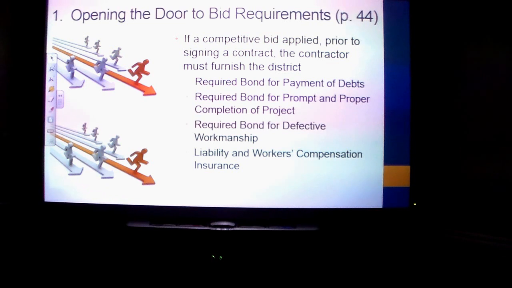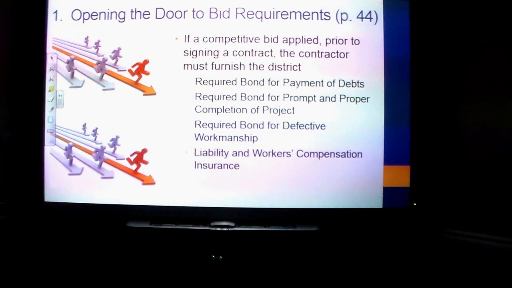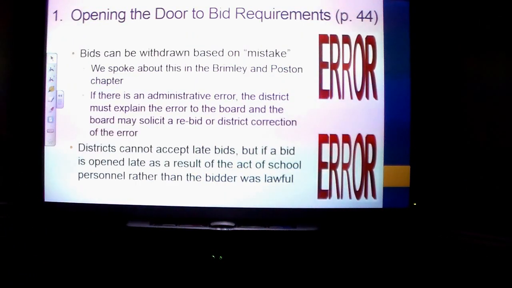that says how debts are going to be paid. Required bond for prompt and proper completion of project. It lets us know when it's going to be done, but obviously things happen. A bond for defective workmanship. What happens if something goes wrong? And most importantly, liability and workers' comp insurance. You do not want that on the hands of you. You want that on the hands of somebody else.